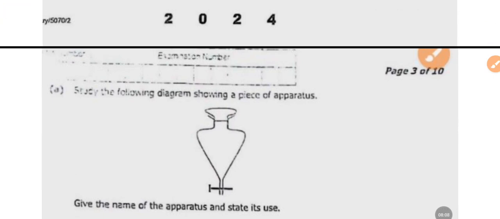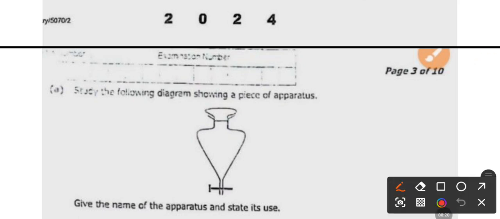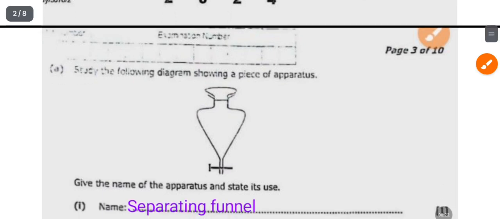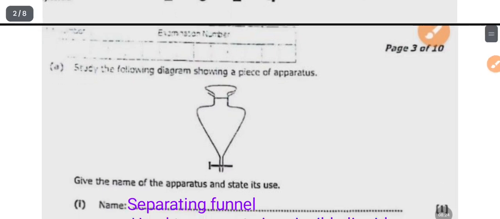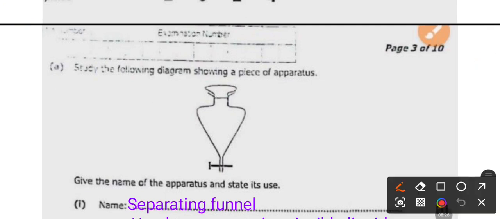Let's go to question 3. Study the following diagram showing a piece of apparatus. Give the name of the apparatus and state its use. So this apparatus is a separating funnel. Here I wrote the name is the separating funnel.